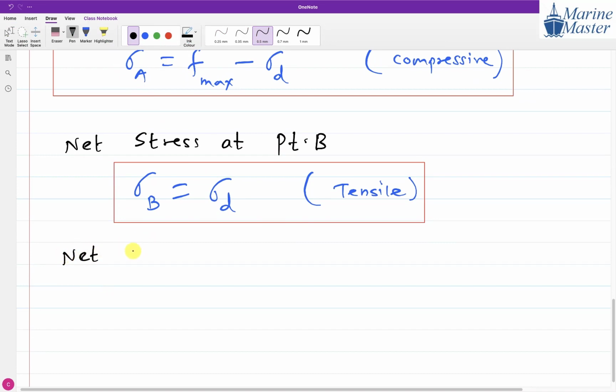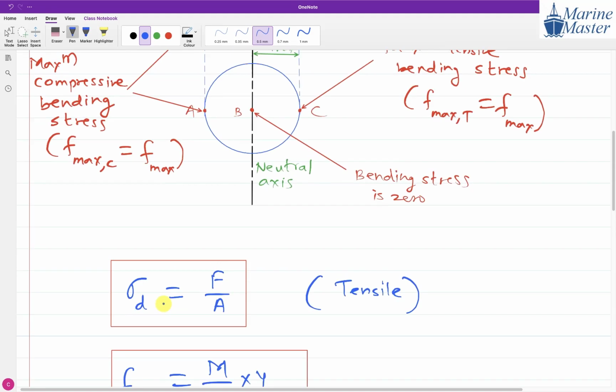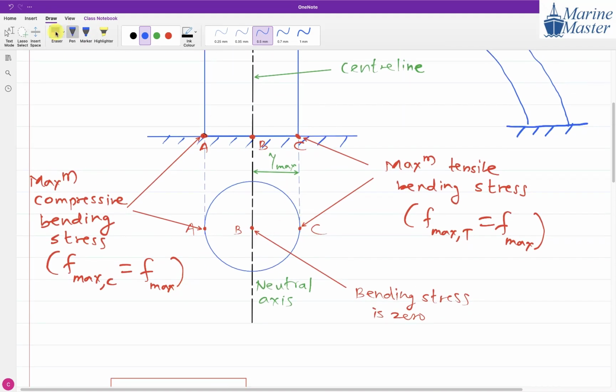Then net stress at what, guys? Point C. So sigma C will be what, guys? Tell me, net stress at point C. Direct stress nature? Tensile. Bending stress nature? Tensile. Added, so both are the same. So tensile.